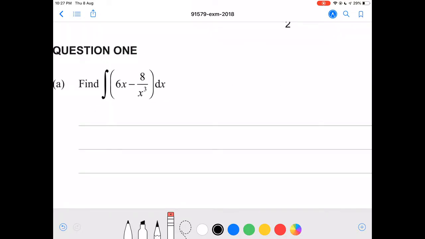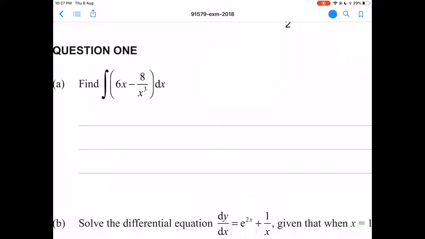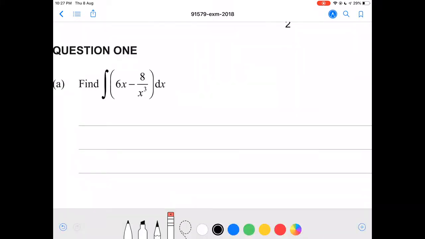Find the integral of 6x minus 8 divided by x cubed dx. Alright, so we're going to rewrite this. We don't like the x cubed on the denominator, so we're going to move it up to the numerator. So we rewrite this as the integral of 6x minus 8x to the power of negative 3 dx. So now you just add 1 to the power and divide by the new power.